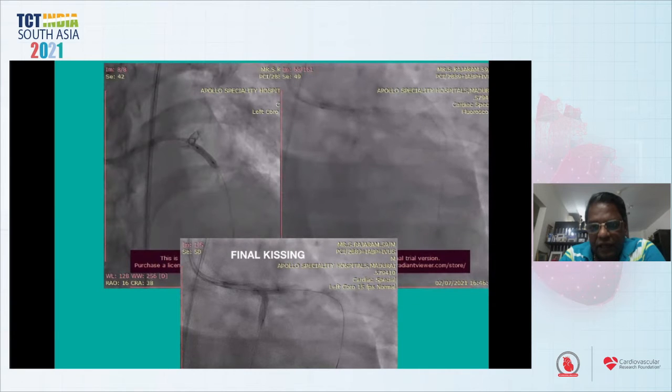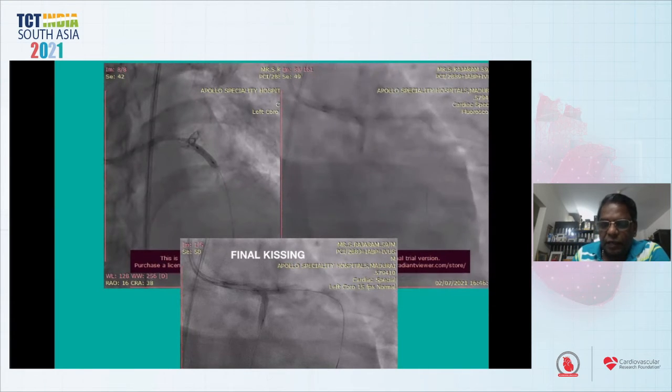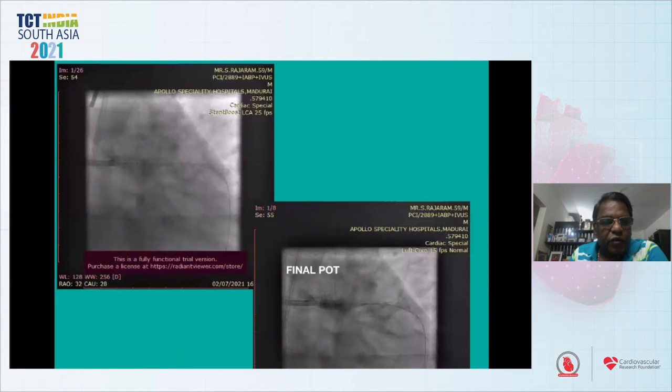That's the final kissing with the same size of the balloons. The final kissing was done. It went on very well. The procedure was tolerated very well by the patient. The final kissing obviously helps in optimizing the carina position and also optimizing the distal part of the left main stent.